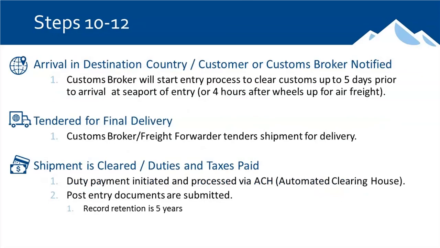Steps 10 through 12 is, if we look at the arrival in the destination country and the customs broker is notified, as I said previously, 9 through 12 really happen very, very quickly. The customs broker is typically notified once the shipment is on the water. They have the documentation and they're working to prepare the customs entry. They can actually submit that documentation 5 days prior to that vessel hitting port, or 4 hours after wheels up if it's an air shipment.